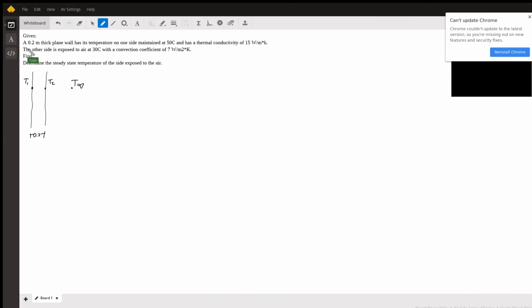All right, so we're given a 0.2 meter thick plane wall. Temperature on one side is 50 C, and we're told the thermal conductivity is 15, and the other side is exposed to air at 30 degrees, and we're told the convection coefficient is 7. And we're told to find the steady state temperature, which I've labeled here as T2.